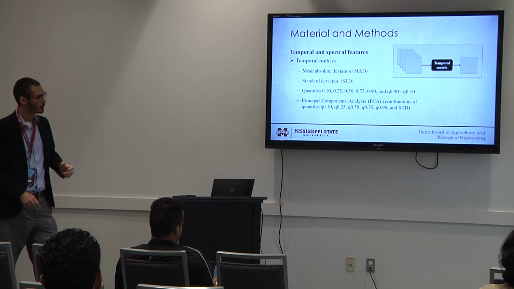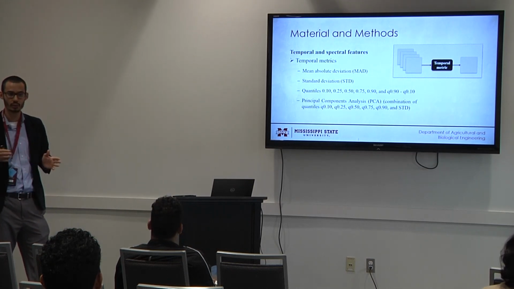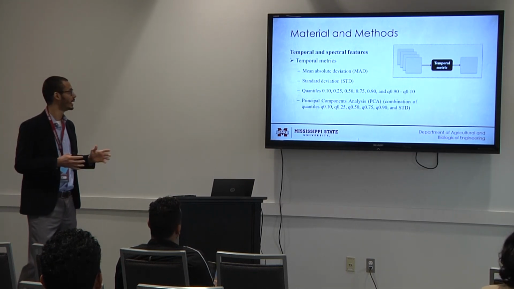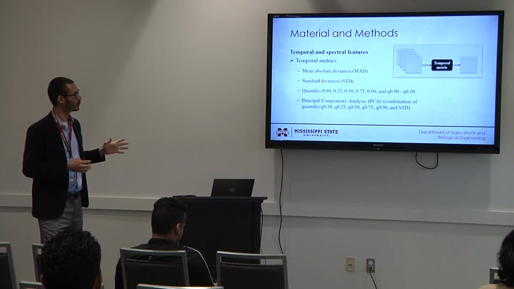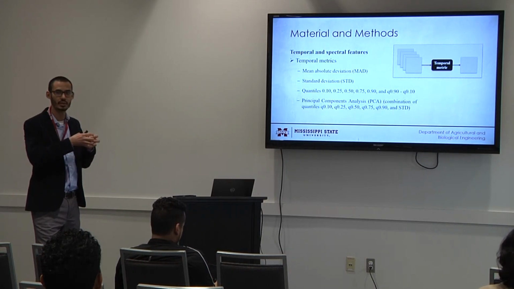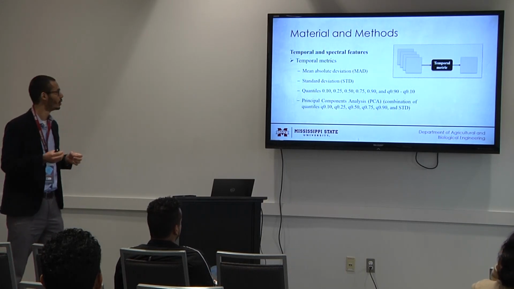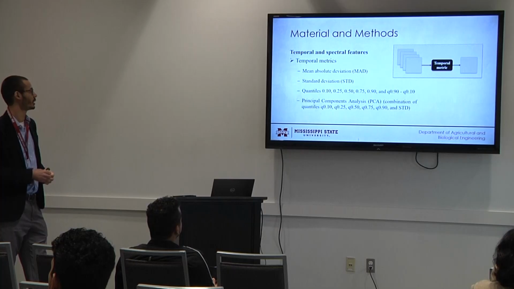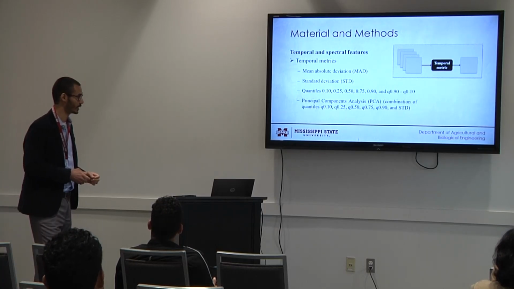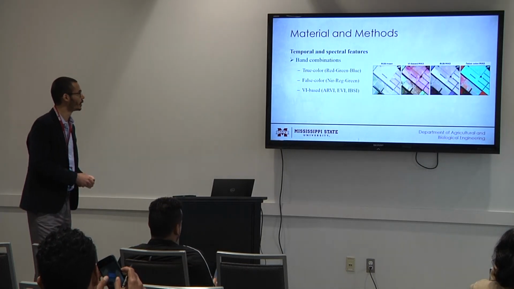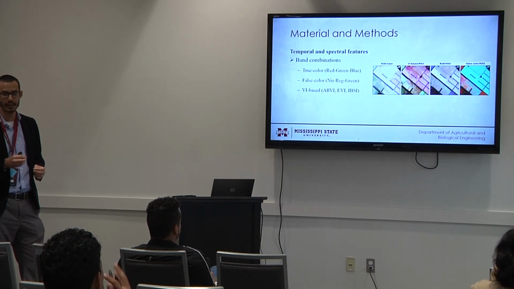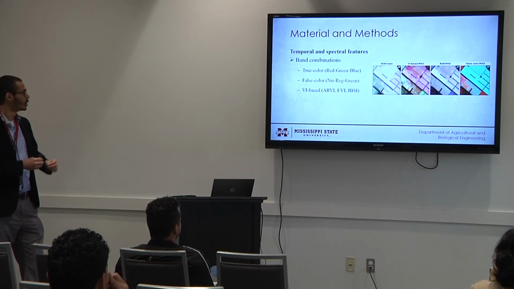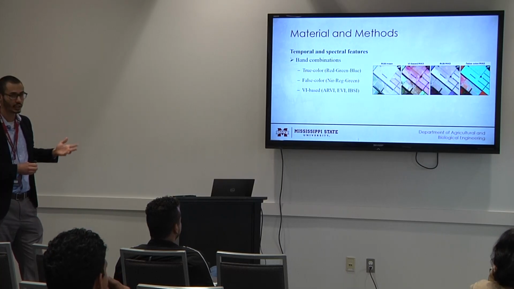As I mentioned, I have a lot of images over time. I have a time series. Here, we use some temporal metrics to compress the time series into a single image. We evaluated different options, including mean absolute deviation, standard deviation, different quantiles, and also principal component analysis. We also have different bands and vegetation indices. So we explored different combinations.